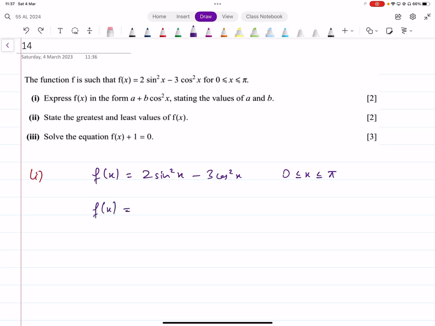So this becomes f of x equals 2 into 1 minus cos square x minus 3 cos square x, and that gives you 2 minus 2 cos square x minus 3 cos square x, and that is 2 minus 5 cos square x.